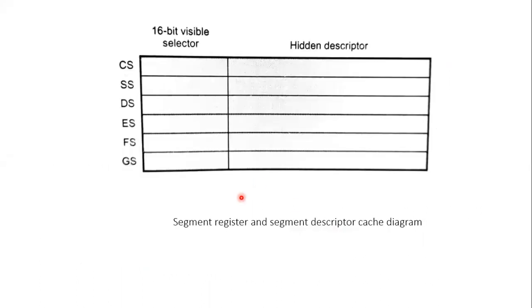This is the diagram. GS, FS, ES, DS, SS and CS are registers. Of the whole part, 16 bits is the visible selector, and the remaining is the segment descriptor cache register. These are the hidden descriptors that are accessed by the processor itself. So this is it for the segmentation translation part.